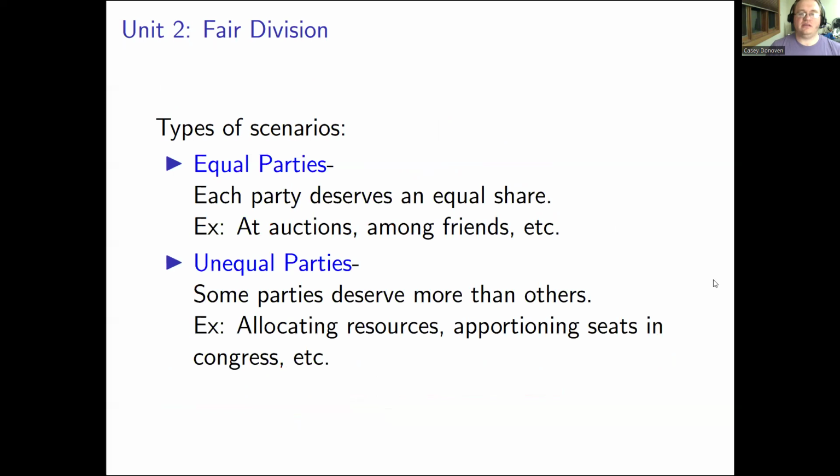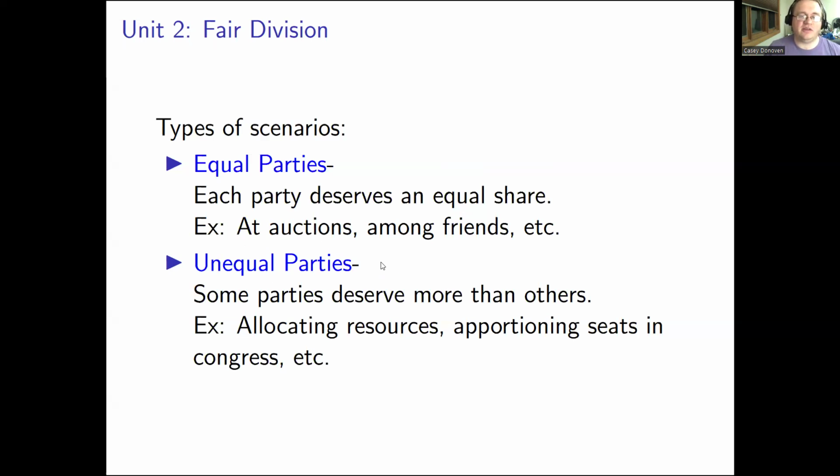The other scenario that we want to think about is when we're dividing something up, we could be dividing something up between equal parties where everyone deserves an equal share, where everyone deserves the same amount. So for instance, when someone comes into an auction, one person's money is just as good as another person's. When you're dividing something up among friends, say like cake or some pizza, you're probably not going to say, well, this person is going to get 2 pieces and this person is only going to get one. Everyone will get the same amount to start with, but maybe some people are less hungry than others.